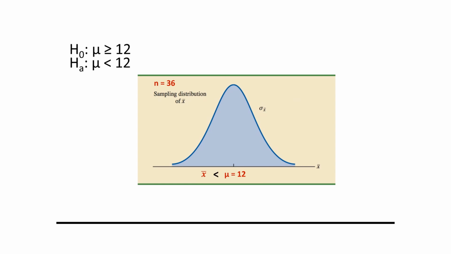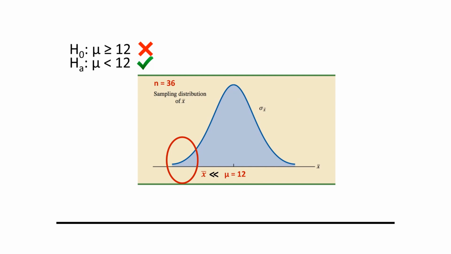If the sample mean X bar is less than the hypothesized population mean 12, it will cast doubt on our null hypothesis that the population mean is equal to or greater than 12, and give support to our alternative hypothesis that the population mean is less than 12. The further down on the lower tail of our distribution the sample mean falls, the more confident we'll be rejecting our null hypothesis and accepting our alternative one.